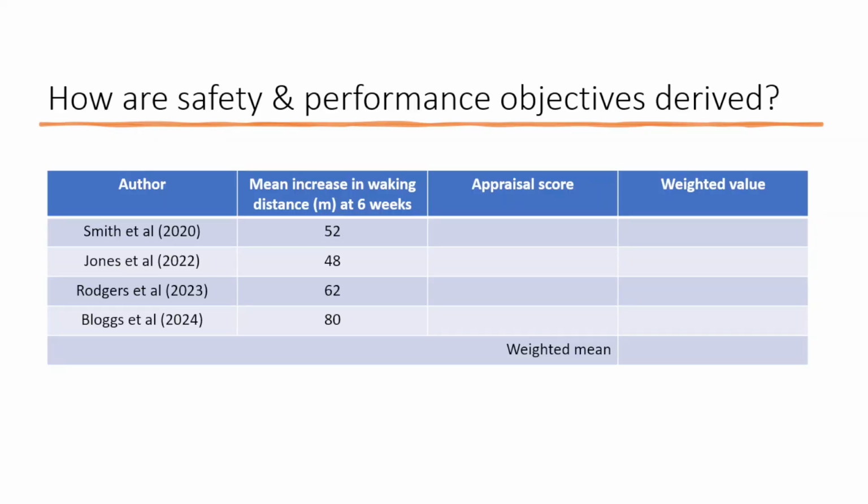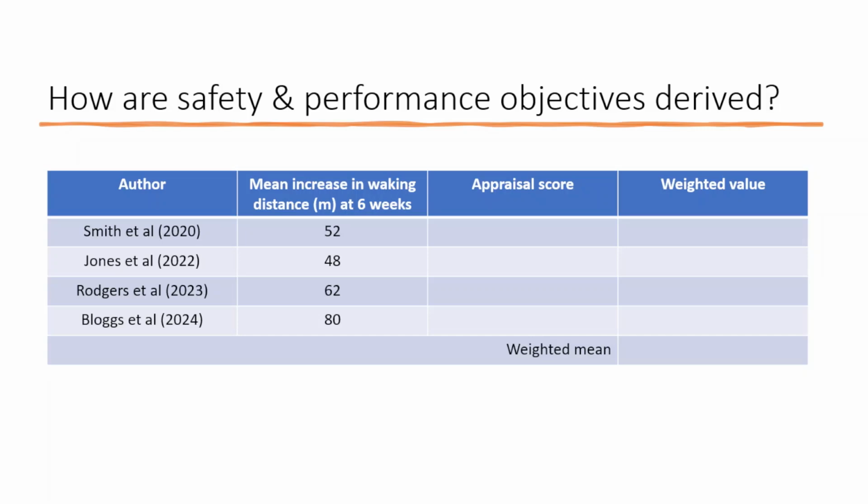So let's look at a working example of how safety and performance objectives are derived. Here, this is fictional data. Let's say we've done a state-of-the-art literature review, and sticking with the same example, we found 4 publications that all reported a mean increase in walking distance at 6 weeks, and they all did it in a comparable way. And here are the mean values from each of those sources. So how do we produce a weighted mean? Well, you can see in the table that the way we're going to weight it is by a representation of the quality of each of these studies, to ensure that greater weighting or prominence is given to results from higher quality studies. In order to do that, we need to produce an appraisal score.